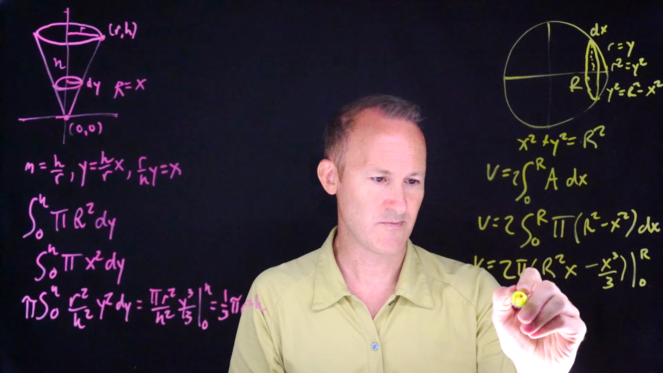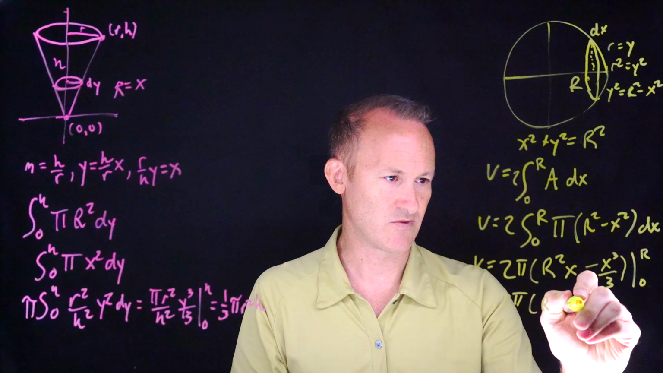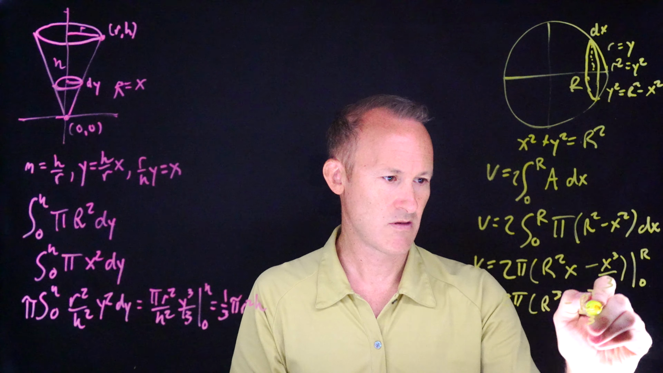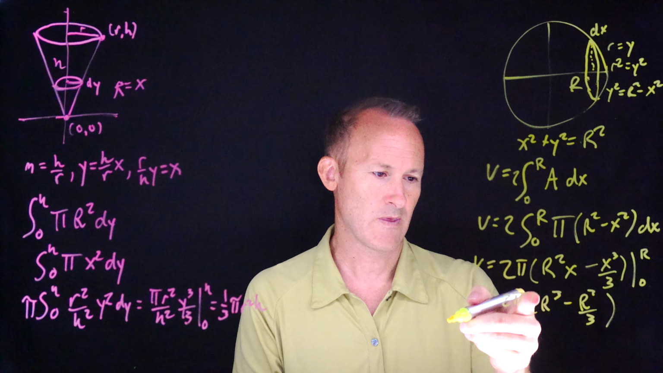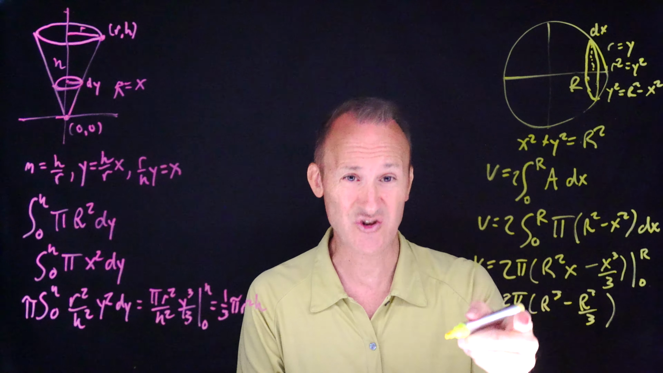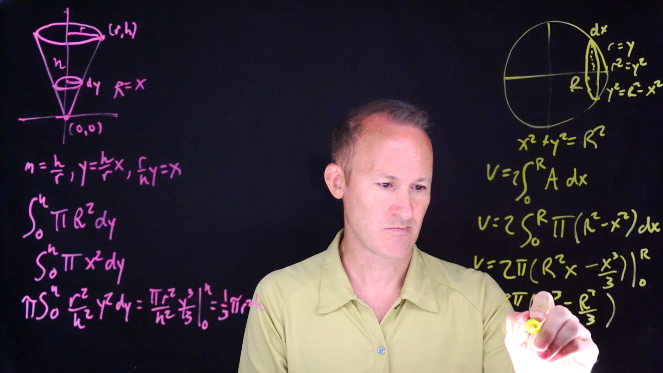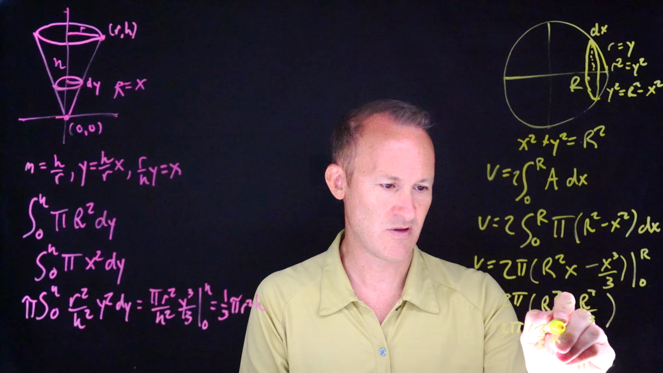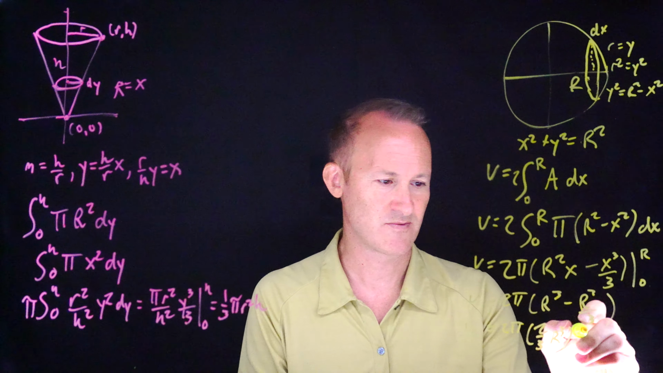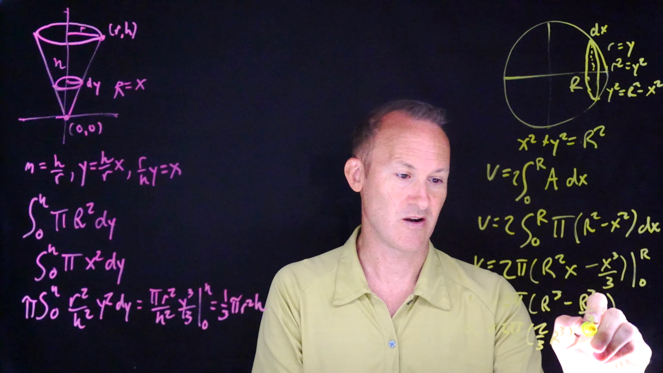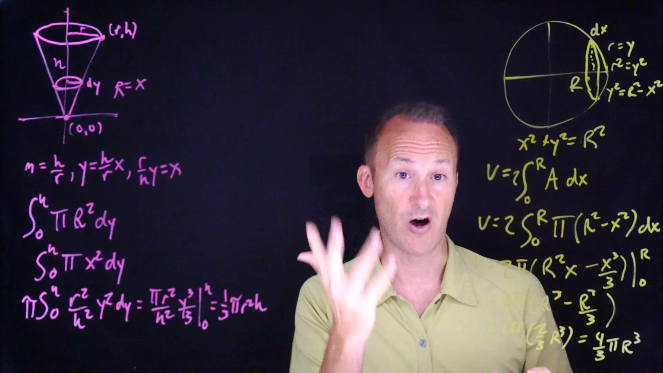So what do we get? We get this 2 pi, and then I've got r cubed minus r cubed over 3. Well, what's r cubed minus r cubed over 3? This is 3/3 minus 1/3, that is 2/3. So it's 2 pi, 2/3 r cubed, and that equals 4/3 pi r cubed, which hopefully you know is the volume of a sphere.